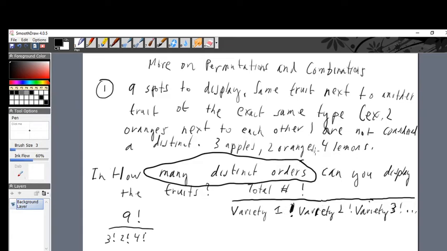There's a total of 9 spots, but they're comprised of repetition, so to speak. There's more than one apple, there's more than one orange, so each variety has to be represented in the denominator, and the total has to be represented in the numerator.